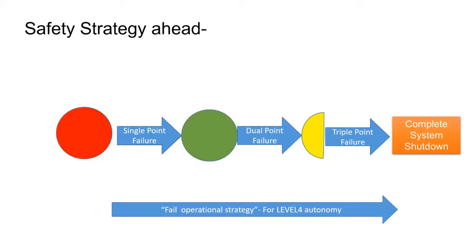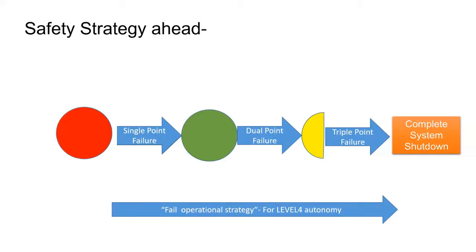Now, from a single point failure, if you have a dual point failure, you get into a half system. That means you get into an architecture where your full performance is not there, but the system is still not in complete shutdown yet. It is a reduced performance mode. That's what will happen with a dual failure. Now, a triple point failure is where I think we will completely shut down. I don't think we'll be able to design much more than that. But this is what we are trying to achieve.